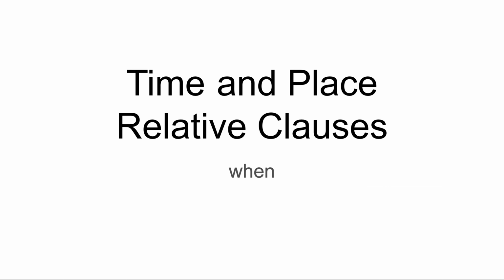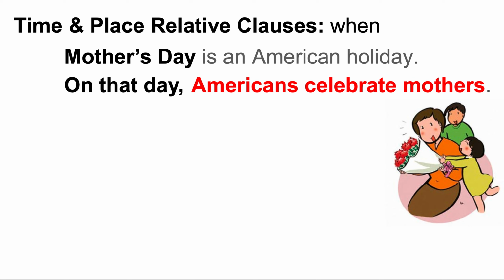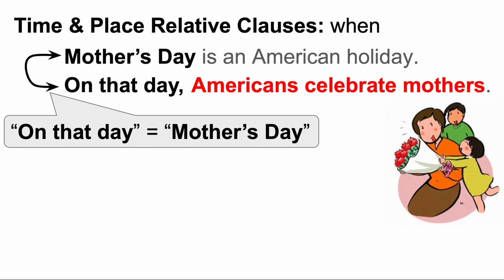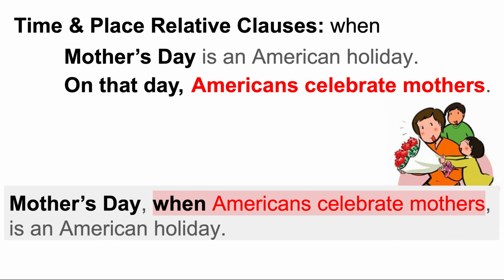Now let's look at some examples with when. For example, Mother's Day is an American holiday. On that day, Americans celebrate mothers. You can see that on that day substitutes Mother's Day. Both of these sentences can be combined using the relative pronoun when. For example, Mother's Day, when Americans celebrate mothers, is an American holiday.